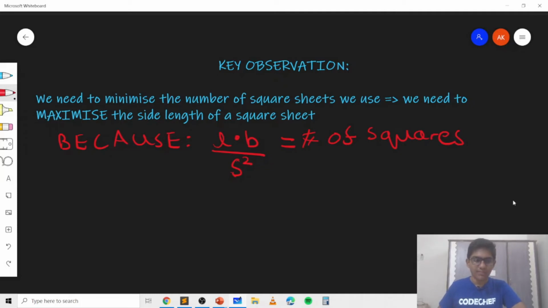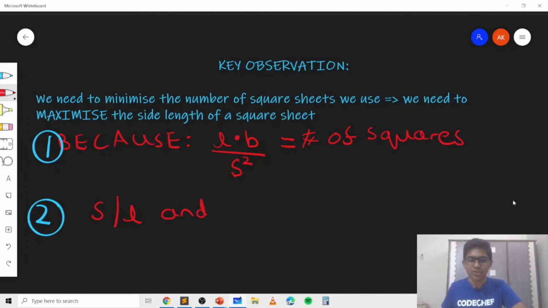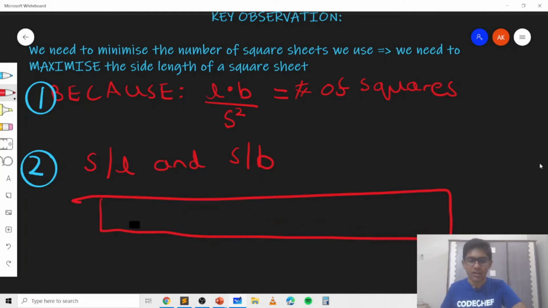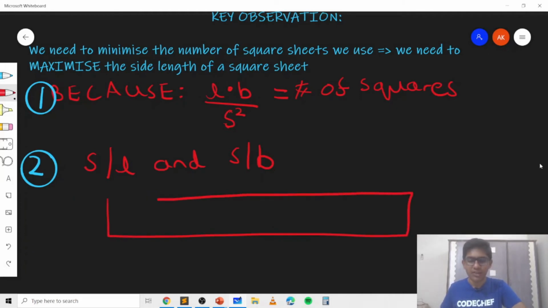Now this is the first observation essentially, and the second observation is the constraint on the side length. So the actual constraint on the side length is that the side length should divide L and the side length should divide B, where L and B are the length and the breadth. And this is because if you consider the full length, then you will realize that we basically need to choose a value of s. Let's say that the side length is something like 10 for example, then a side length of 1 is fine.